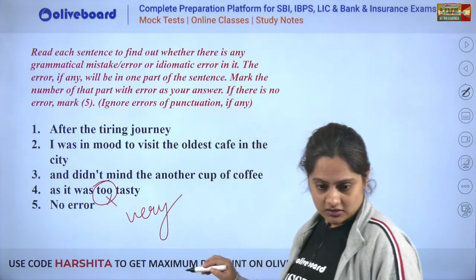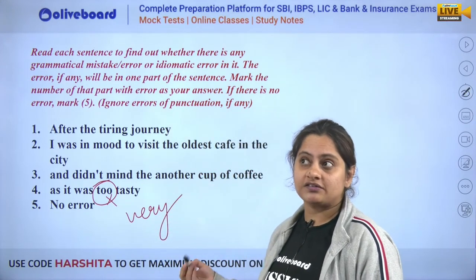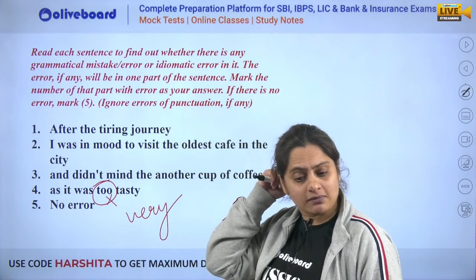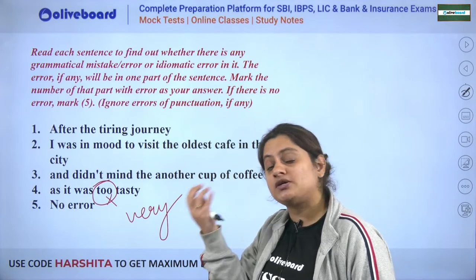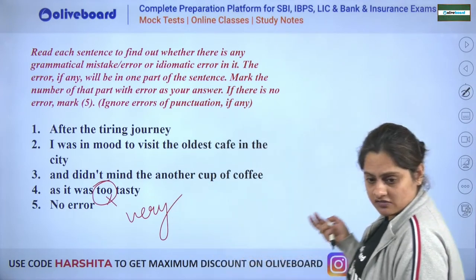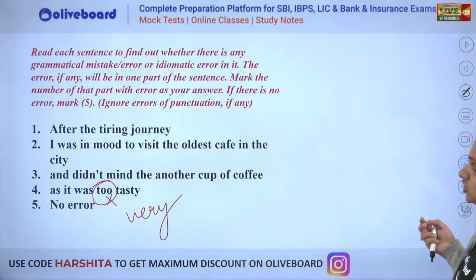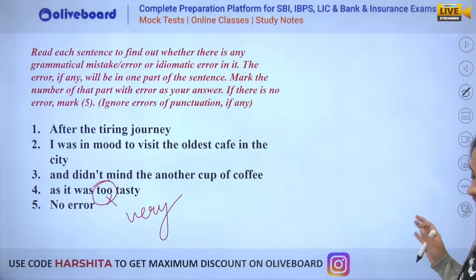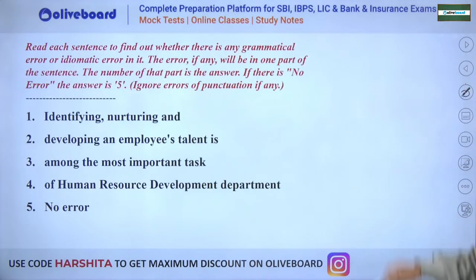Not too tasty. I have told you this also earlier. We discussed it in some logic. T-O-O is always in the negative extreme sense. So, very tasty as it was, very tasty. Okay. So, rest, everything is okay. Only in the fourth part, you have to mention very. Next one. This is a very basic one. I hope you will be able to guess the error here.